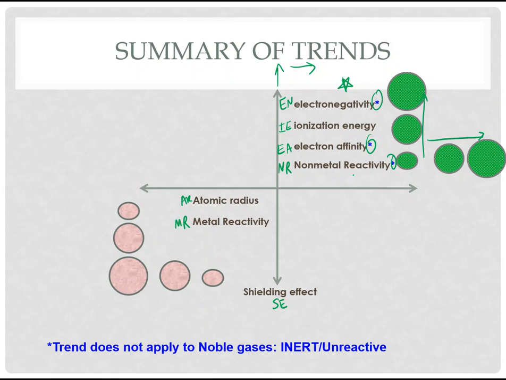If you look at this quadrant over here, atomic radius and nonmetal reactivity, they increase when you go down and to the left. So left and down, these guys are increasing. And then, of course, shielding effect only increases as you go down. And remember, it stays the same across. So that's why we put it down here at the bottom of this one.